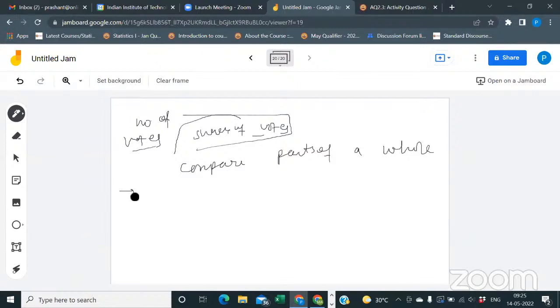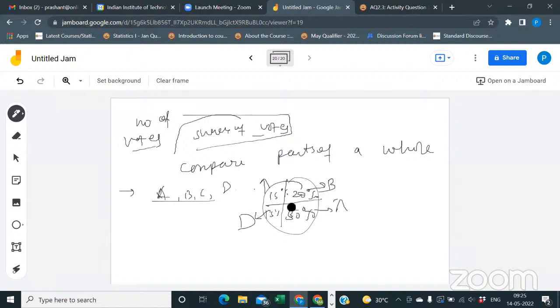For each item, suppose there are 4 items A, B, C, and D for a business. I want to know the breakdown of sales for these 4 items. Then a pie chart, because I'm interested in the share of these 4 items in that sales. It can be like A has 20% share, another 30%, then 15 and 50. This is the share of A, this is the share of B, this is the share of C, this is the share of D.